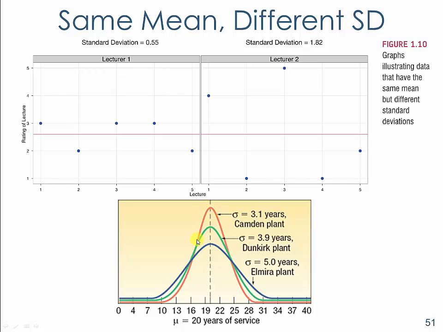So here in the orange curve, we have a standard deviation of 3.1. Compared to the standard deviation of 5.0 years on the blue distribution, you can see that the 3.1 years data, the orange curve, are less dispersed than the data with a standard deviation of 5.0.